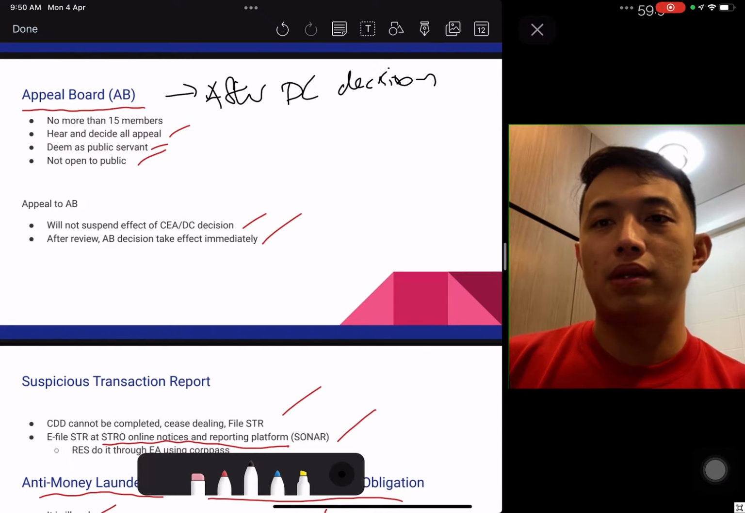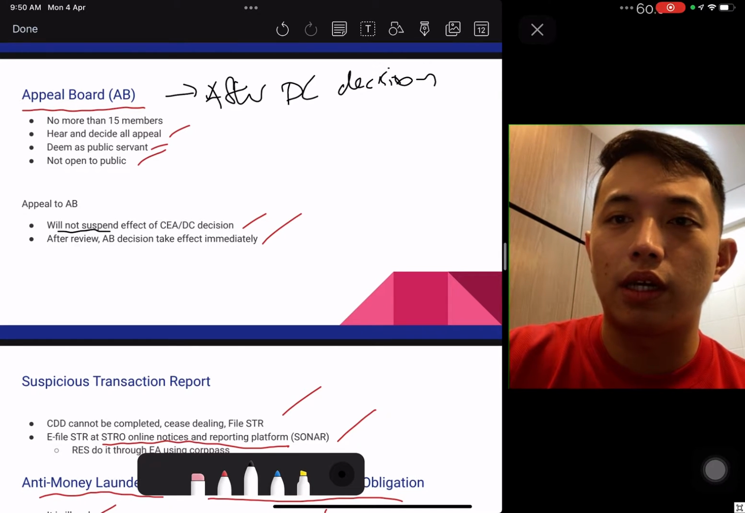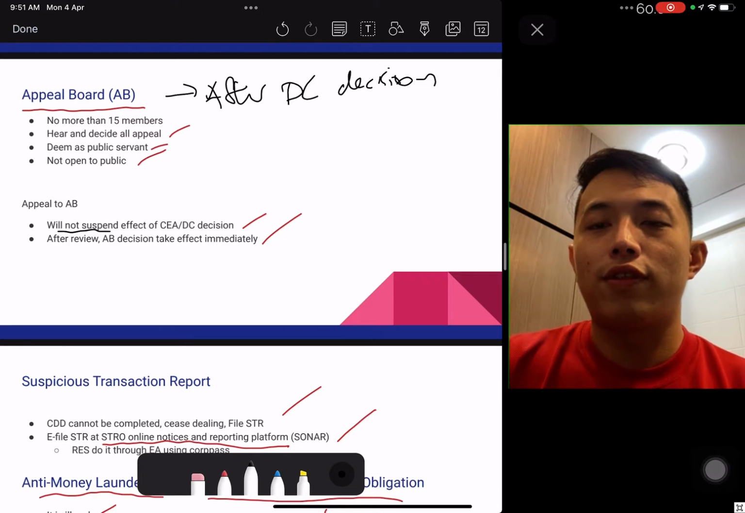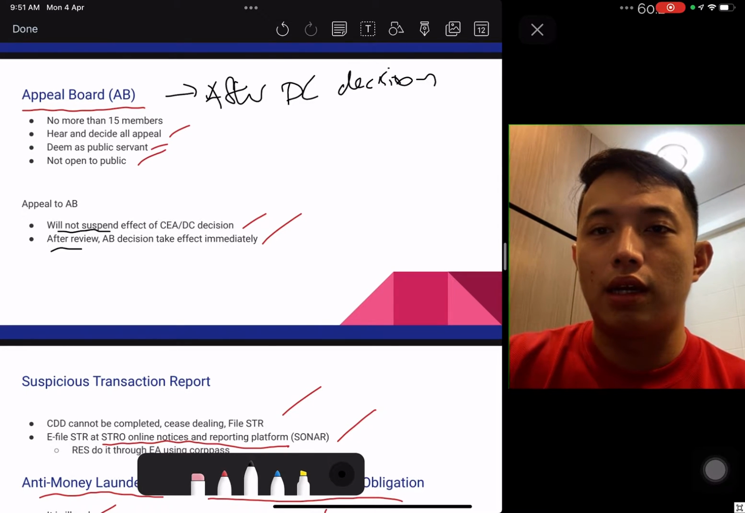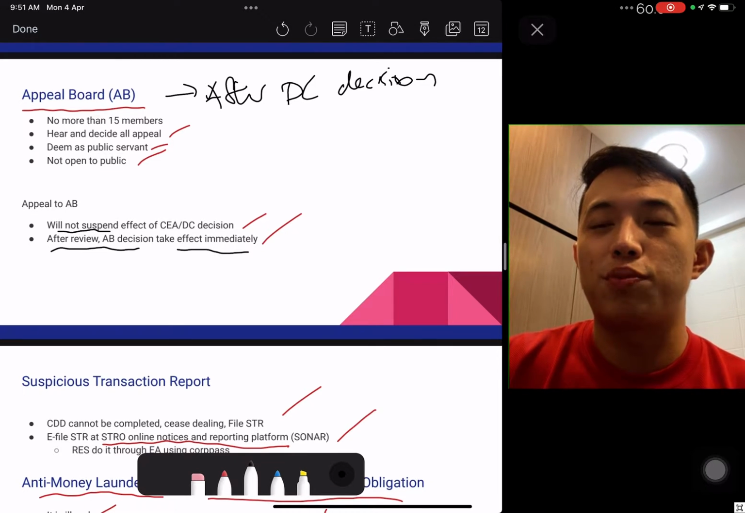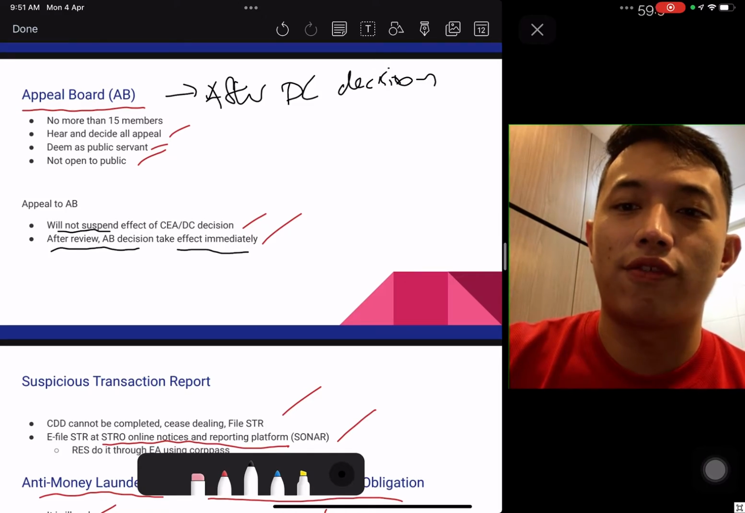Not more than 15 members. This is not open to the public. It will not suspend the effect of the CA or DC decision. However, after the review, the appeal board's decision will take effect immediately, which means that they can override the DC or CA's decision after the investigation.